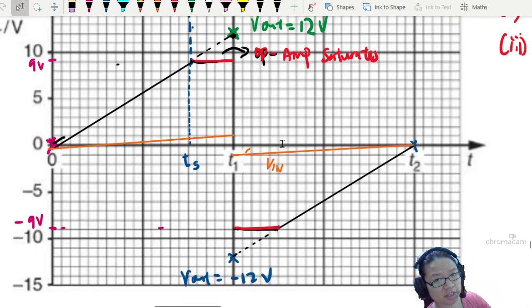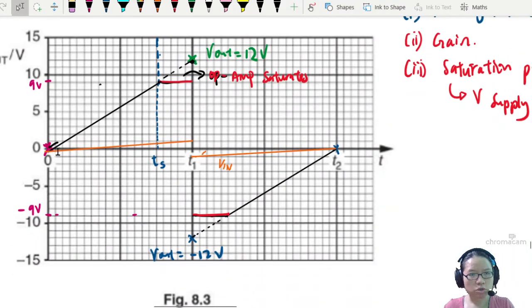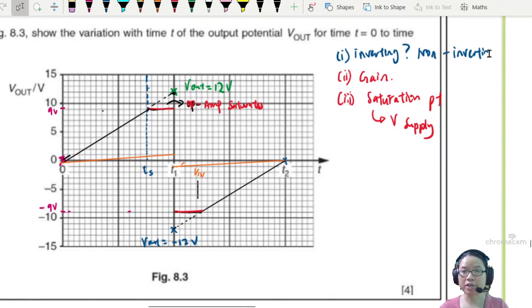Okay, I have drawn the V in for you. I zoom out a bit. 0 to 1. Multiply by 12 should get the black triangle times 12. But the supply will chop it by half. So you go through this step. Is it inverting or non-inverting? Since it is non-inverting, the polarity will not flip.